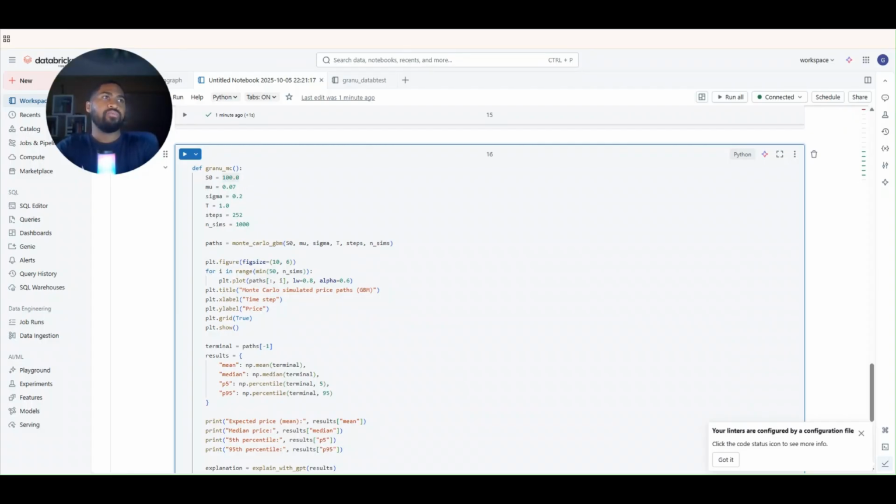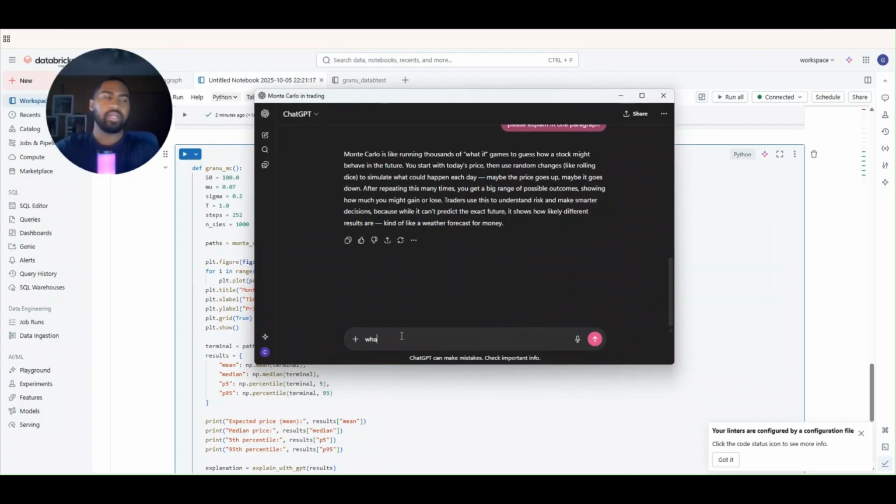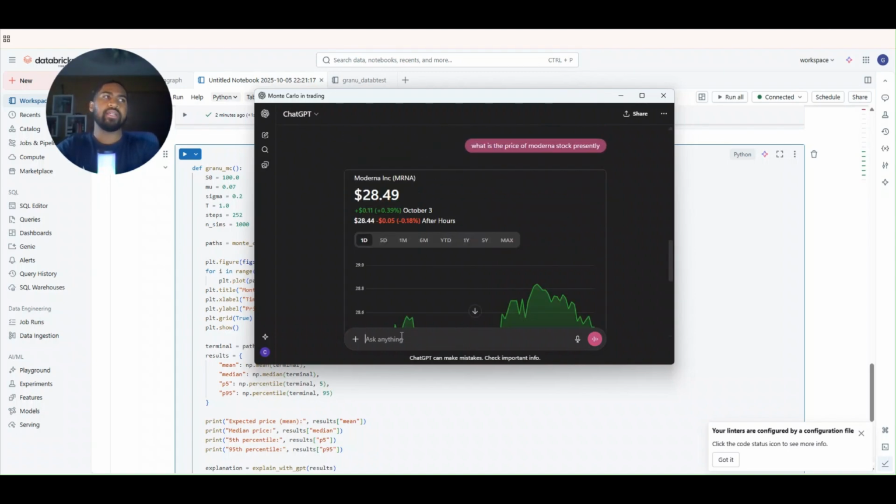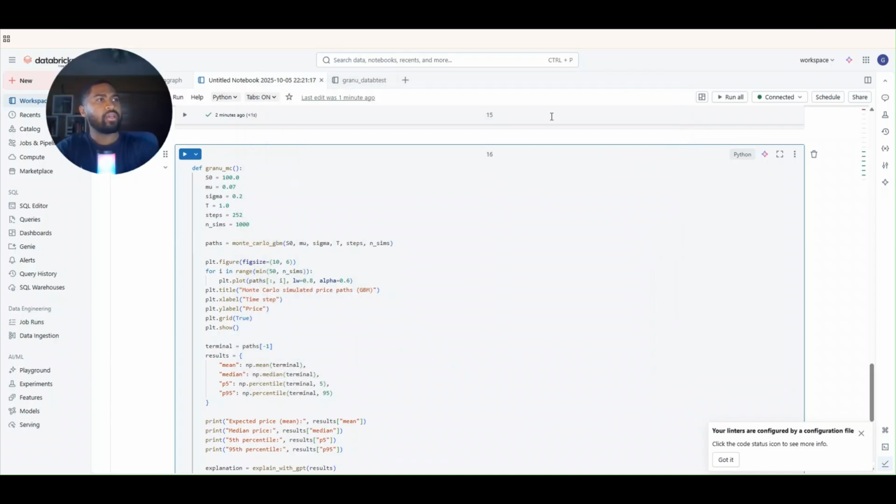But let's say we want to take, let's do a quick lookup. What is the price of Moderna stock presently? Let's get their stock price and see what it is when we plug it into our Monte Carlo algorithm. So you see 28.49. So we're gonna plug that in here. Everything else can really stay the same.